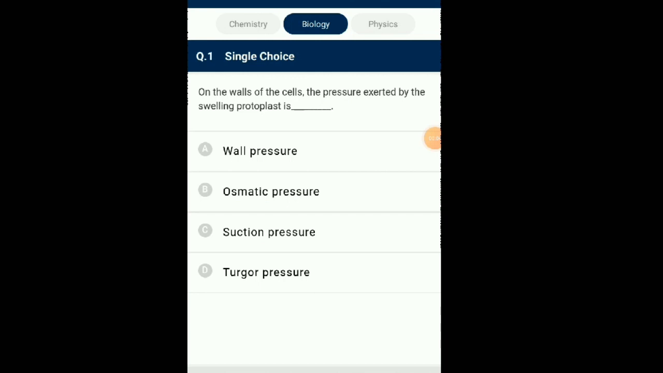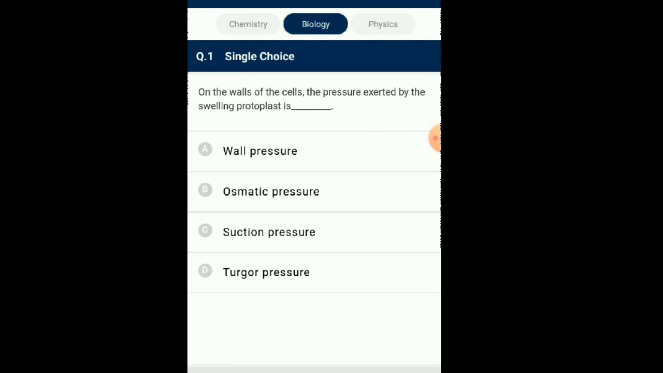Question number 1. On the walls of the cells, the pressure exerted by the swelling protoplast is. When a plant cell is placed in pure water, due to the entry of water inside the cell by endosmosis, the cell swells but never bursts.